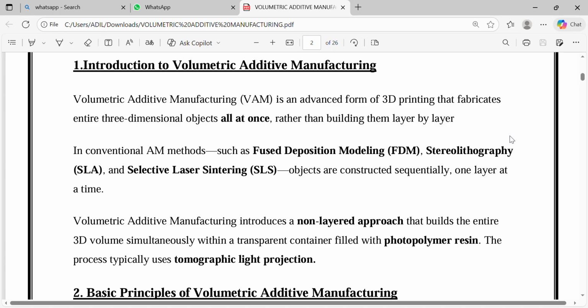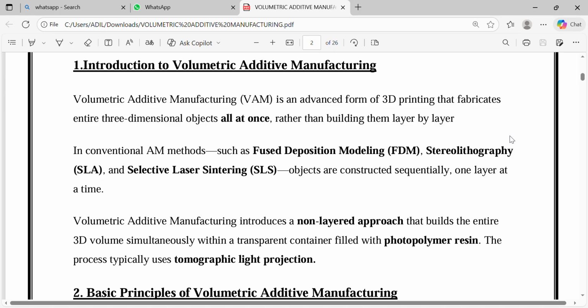Volumetric additive manufacturing is an advanced form of 3D printing that fabricates entire three-dimensional objects all at once, rather than building them layer by layer. It means that here no layering takes place, the whole object is formed all at once. In conventional AM methods such as fused deposition modeling, which is a 3D printing technique, material is extruded in layers. Thermoplastic polymers are used in this technique, and it is widely used and cost effective.